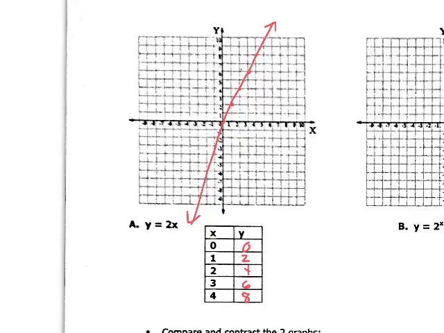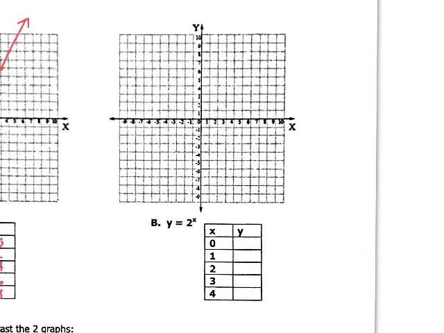Now let's look at B. Okay? So B, now I'm taking it to the x power. So 2 to the 0 power. You guys should know this. What's anything to the 0 power? 1, right? So anything to the 0 power is 1. 2 to the first power is 2. 2 squared would be 4. 2 to the third power, that's 2 times 2 times 2, that's 8. And then 2 to the fourth power would be 16.